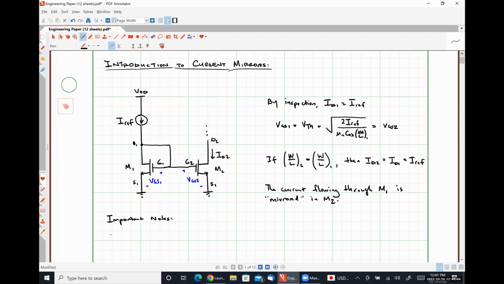As I mentioned a moment ago, transistor M1 is always in saturation because VDS1 is equal to VGS1, and this will always be greater than VGS1 minus VTH.